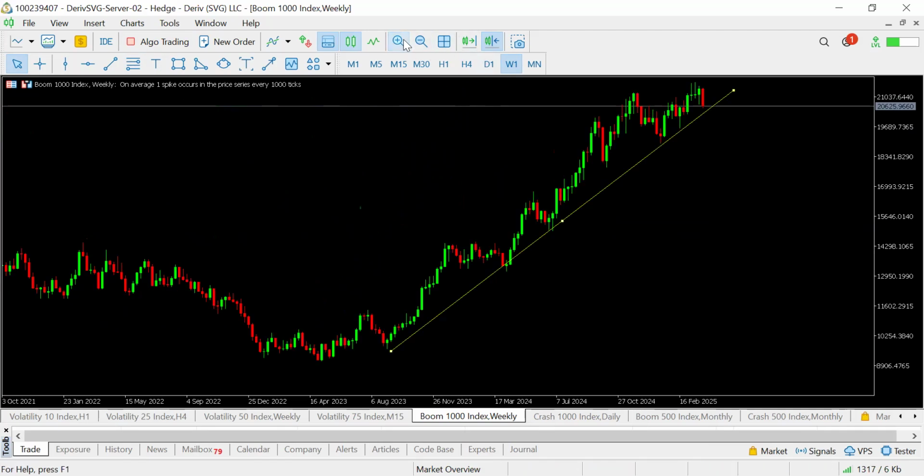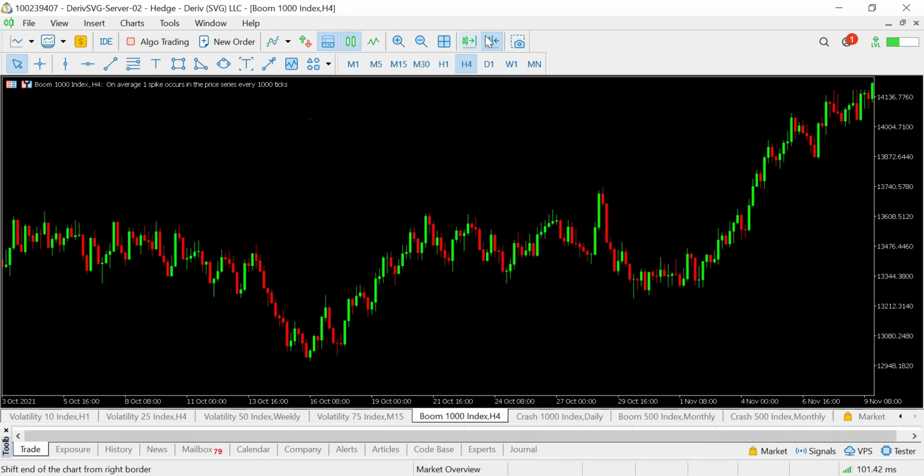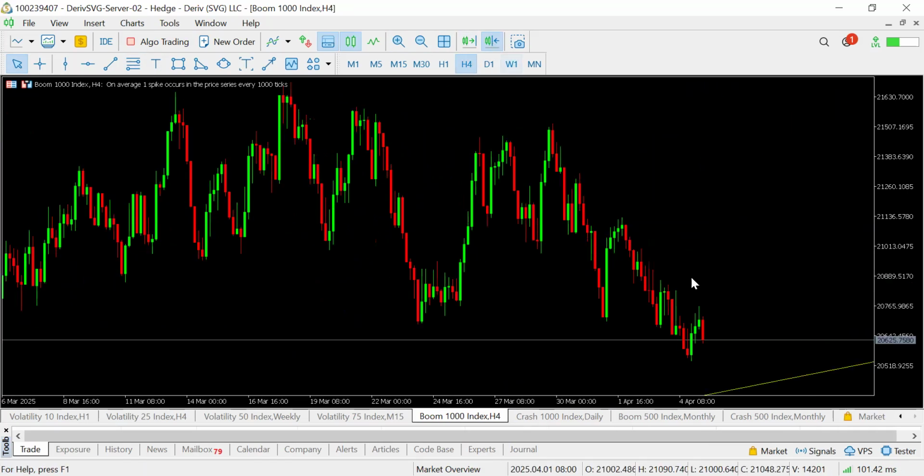Look at this candle. Look at this huge weekly candle. That means the market has been going downwards for a very long time. But in the H4, it will look as though the market just started coming downwards not quite long.